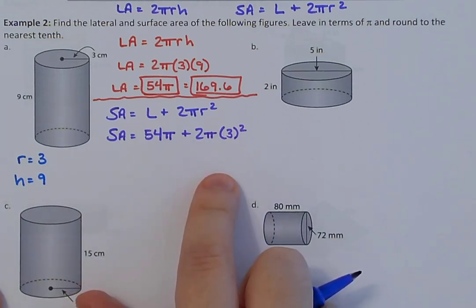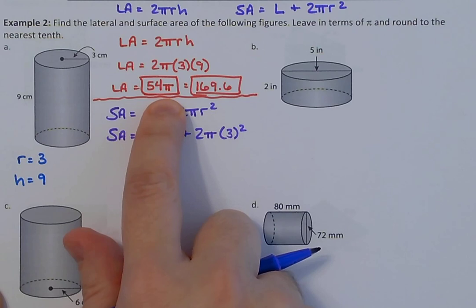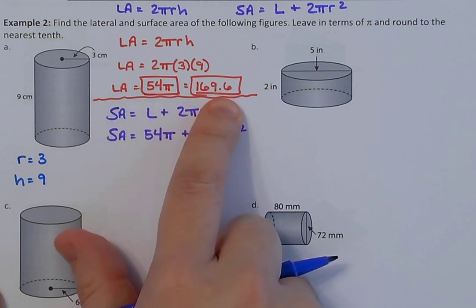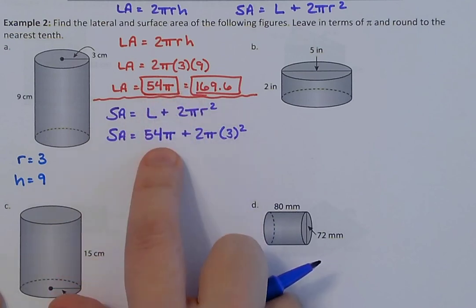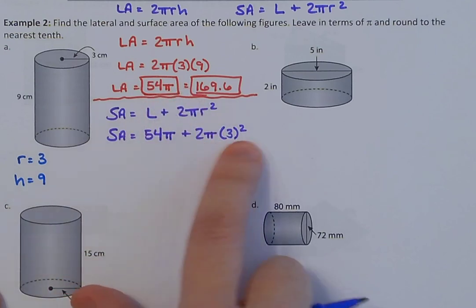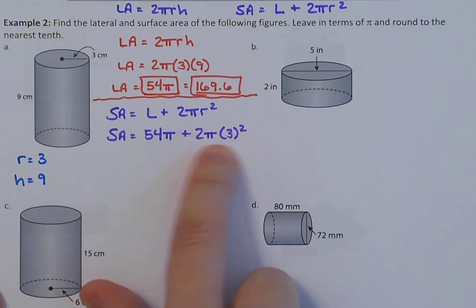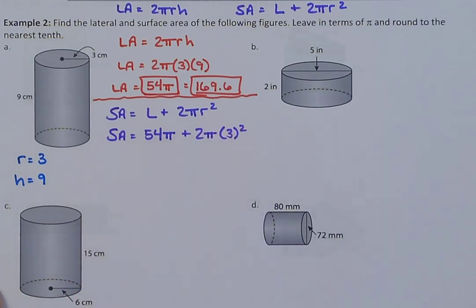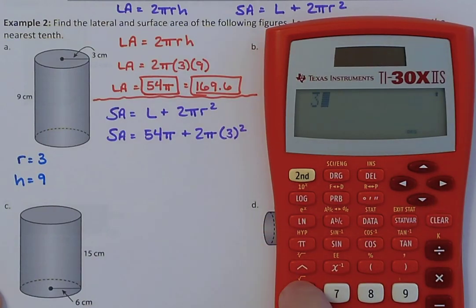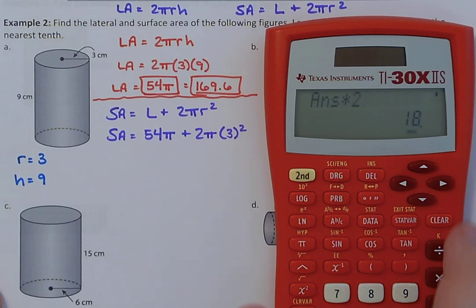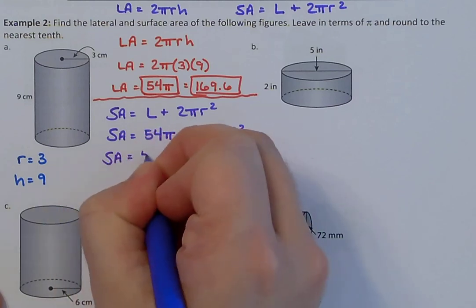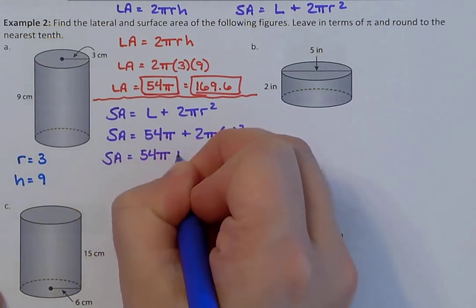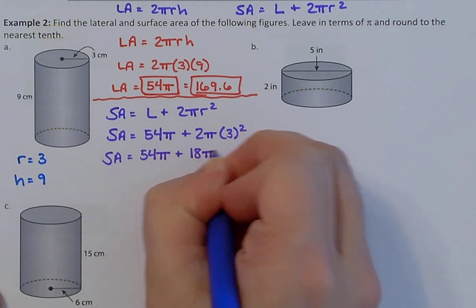Because we need our answer in terms of pi, that's why I used the 54 pi instead of the decimal, because you can't rework your way back from that. So we want to start with the pi, so that's why we do 54 pi, and because we want it in terms of pi, we need to calculate the 3 squared times 2. So 3 to the power of 2 is 9, times 2 gives us 18. So this becomes 54 pi plus 18 pi.